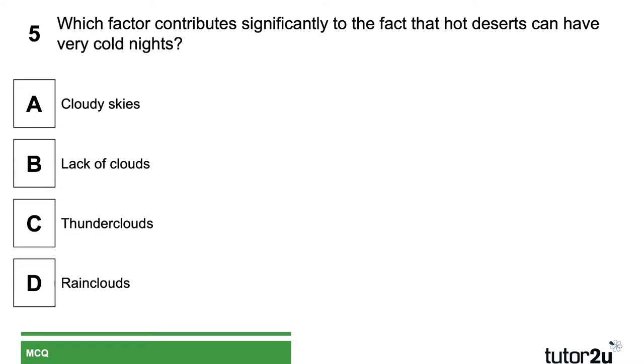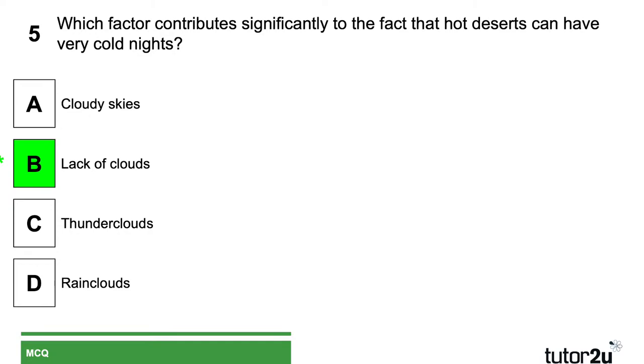Okay, let's have the reveal, please. Lovely. Okay, so it's lack of clouds. The lack of clouds means that if there was cloud cover, it would trap some of the warm air. So it actually gets very, very cold at night because the warm air is allowed to leave.